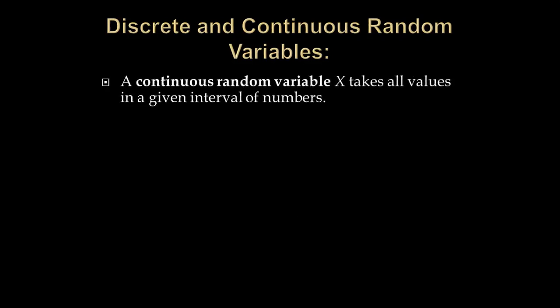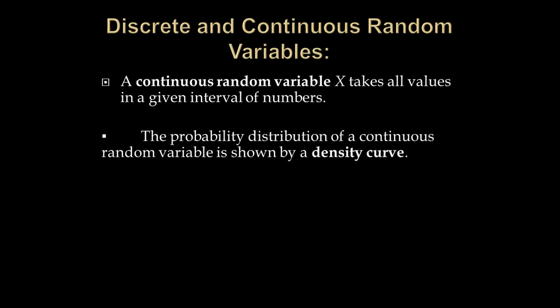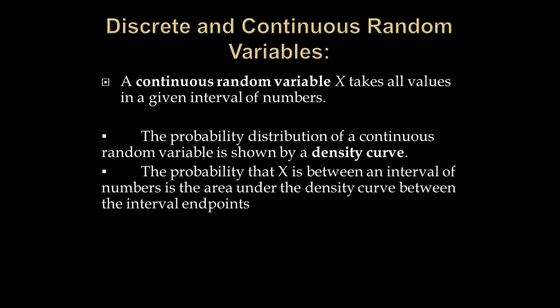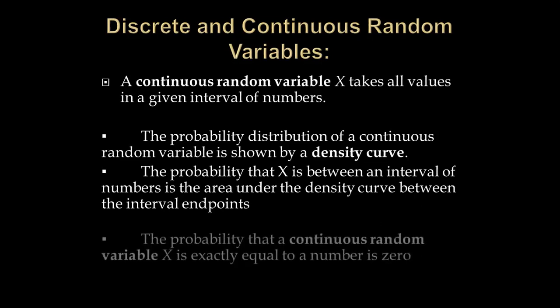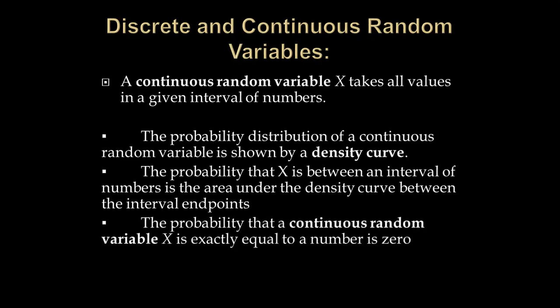A continuous random variable x takes all values in a given interval of numbers. The probability distribution of a continuous random variable is shown by a density curve. The probability that x is between an interval of numbers is the area under the density curve between the interval endpoints. The probability that a continuous random variable x is exactly equal to a number is 0. Again, the probability that a continuous random variable x is exactly equal to a number is 0.